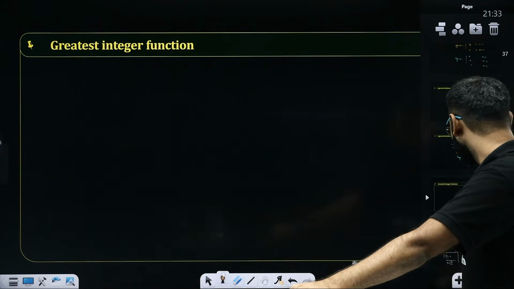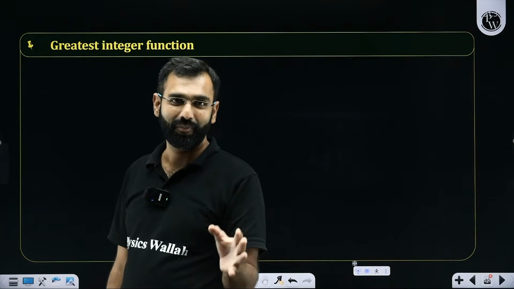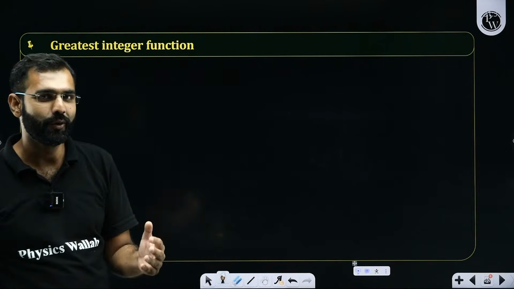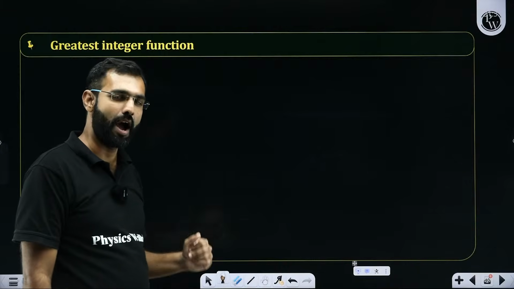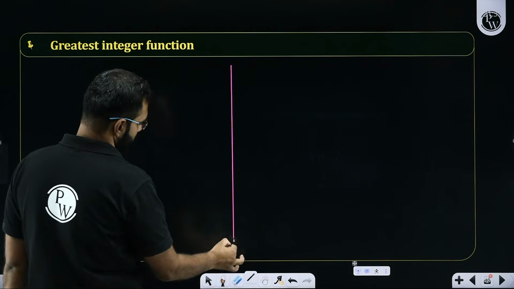Did you all understand the concept of GIF? Now, if you have understood the concept of GIF, how will you draw the graph of it? Can you help me with the graph of the GIF of a function?